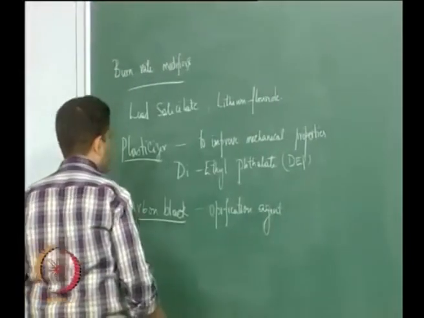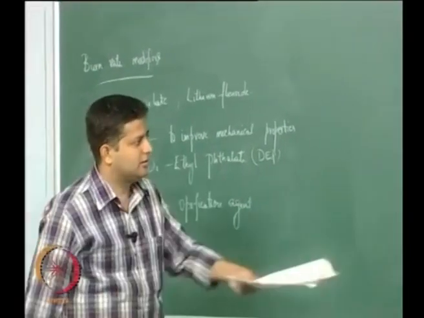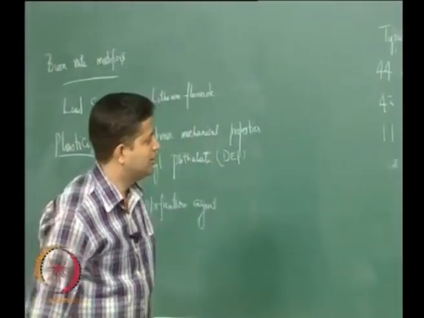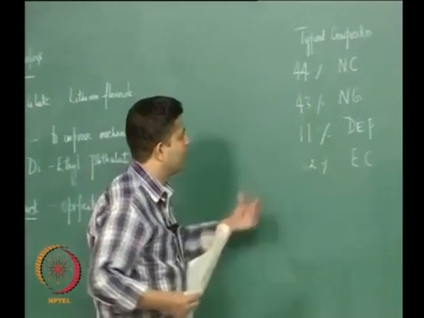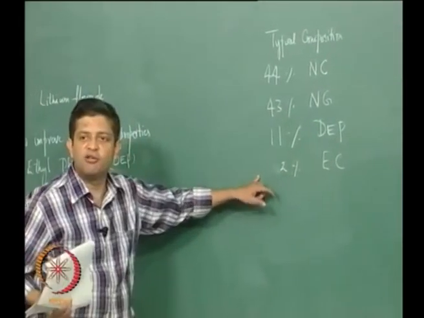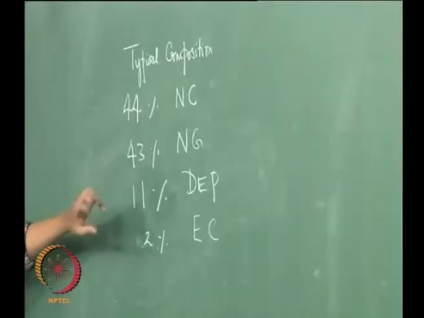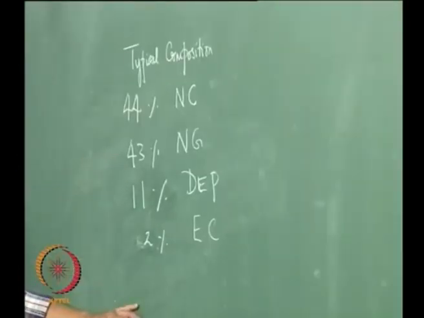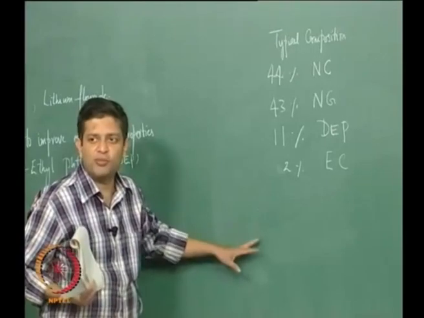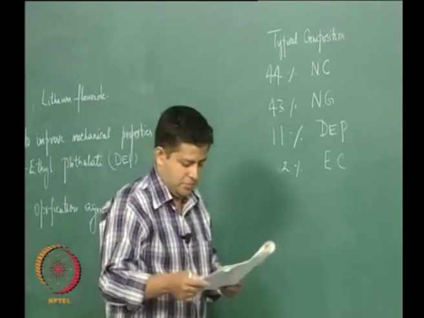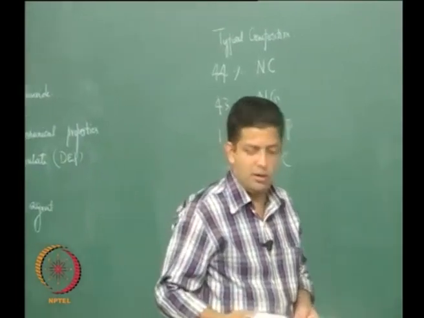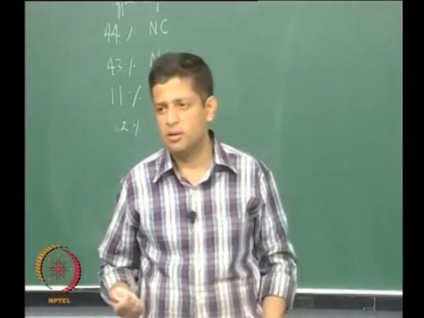EC stands for ethyl centrolite, and a small quantity of carbon black. This already fills up, so you can reduce one of it and add a little bit of carbon black to make the propellant opaque.